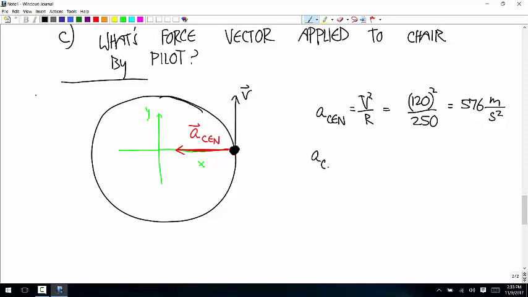So write that as an acceleration vector. That's negative 57.6, 0. And the units are meters per second squared. Okay, so now we're done with part A. We wanted to calculate the acceleration.